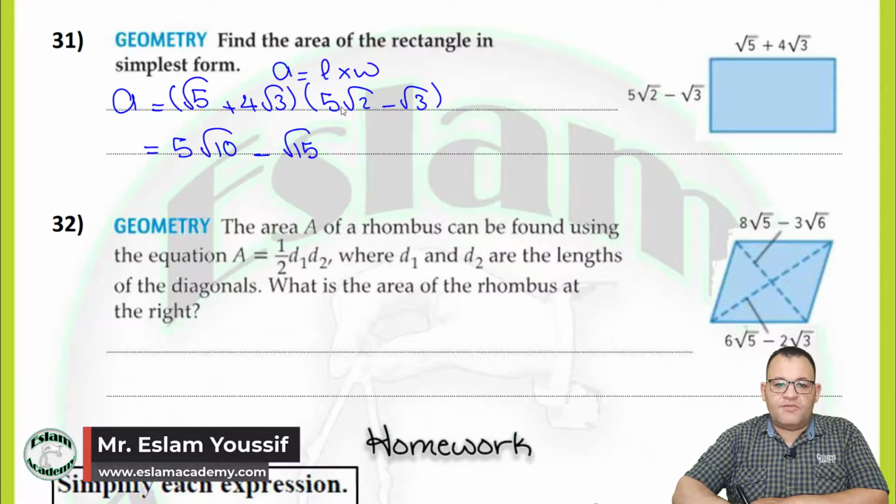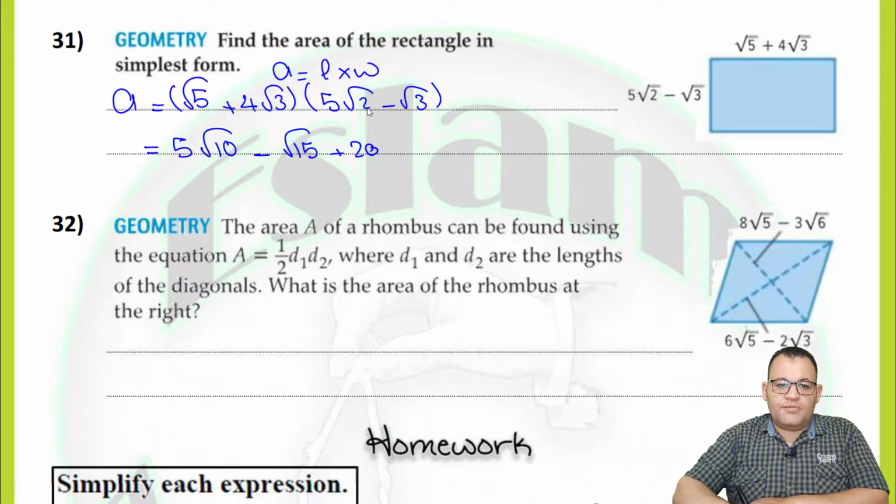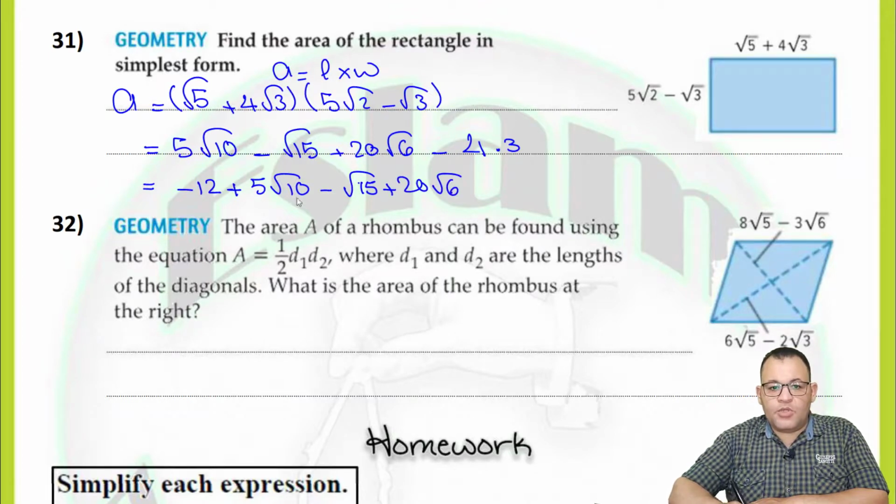Now 4 root 3 times 5 root 2. 4 times 5 equals 20. Root 3 times root 2 equals root 6. Positive times negative equals negative. 4 times 1 equals 4. Root 3 times root 3 equals 3. So we can simplify. Negative 4 times 3 equals negative 12. Plus 5 root 10, minus root 15 plus 20 root 6. We can't simplify it more because they are different and not like terms. We can simplify it only if we have the same number under the square root.